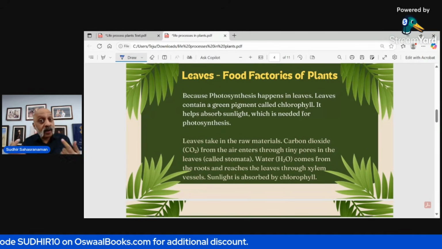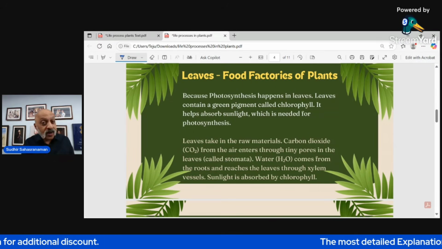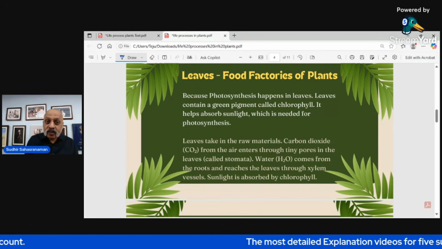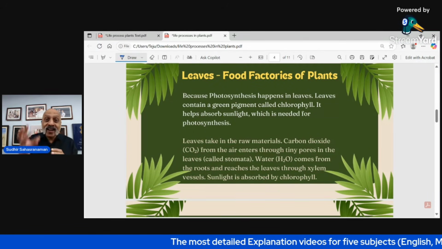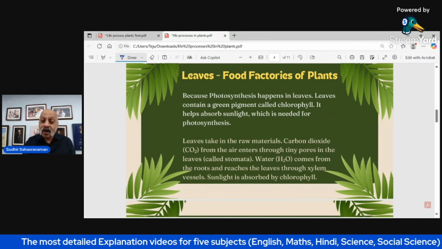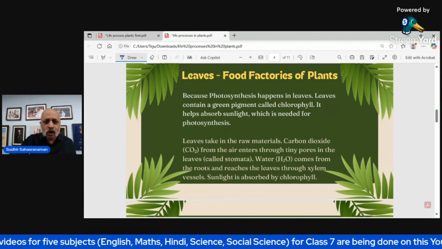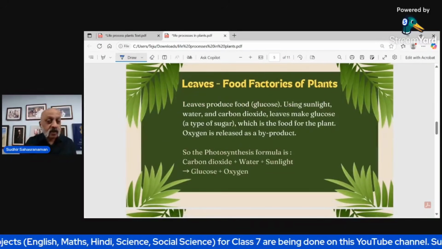What are the raw materials? Carbon dioxide from the air through tiny pores called stomata. All this we know now. Water comes from the roots and gets transported to different parts through what? Through the xylem. And sunlight is absorbed by chlorophyll. We know all this now. Great. Leaves, what do they do?